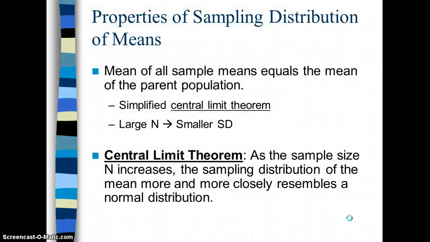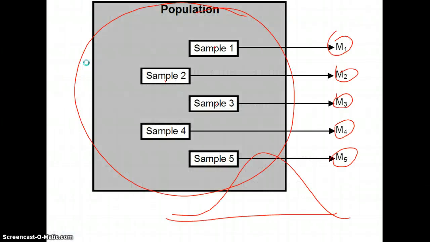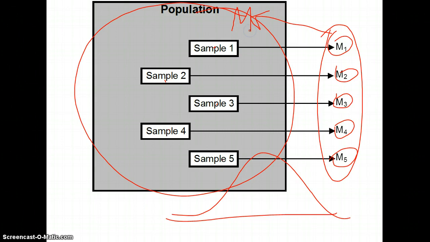Now, what are some of the properties of a sampling distribution of means? Well, the mean of all sample means equals the mean of the parent population. So if we were to take the mean of all these means, I know this sounds redundant, it would equal the mean of the population.